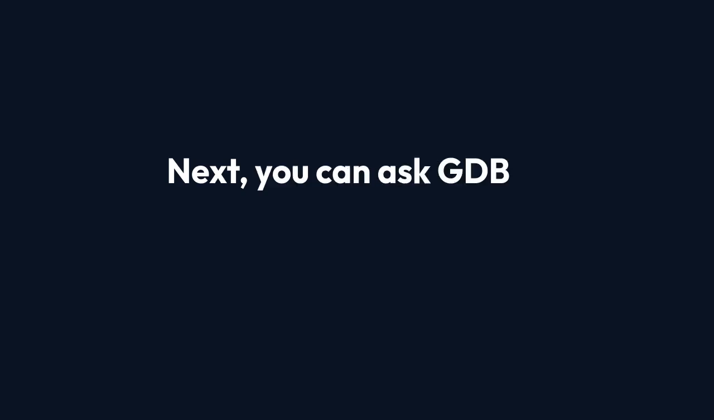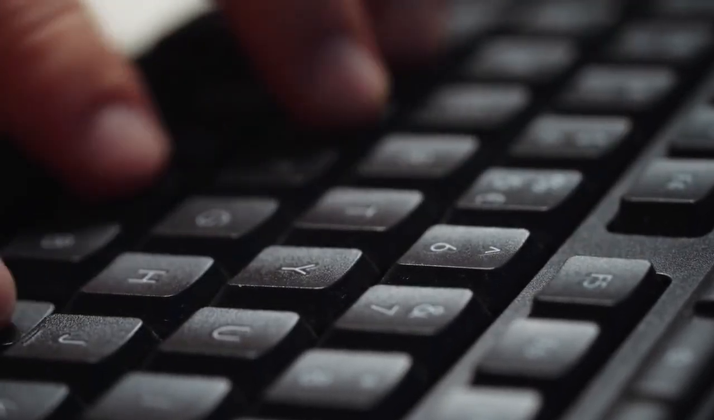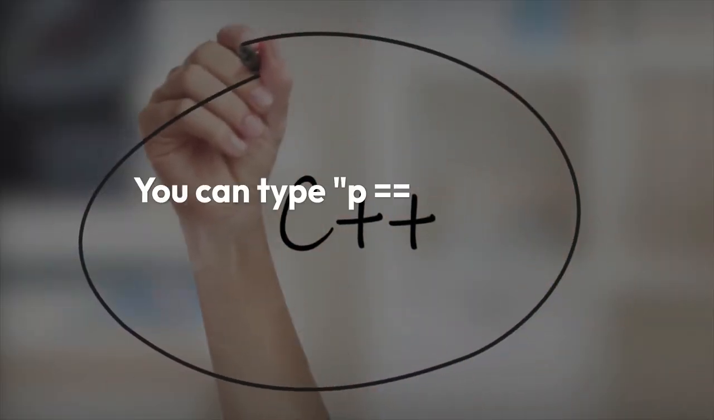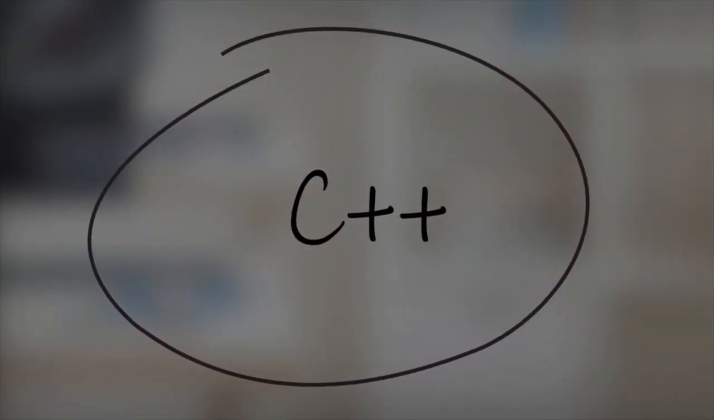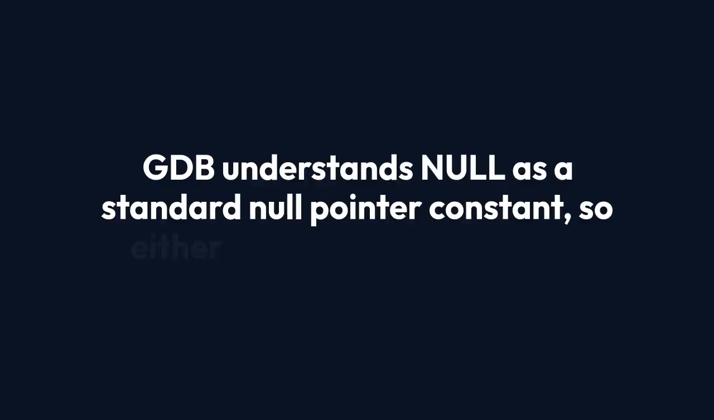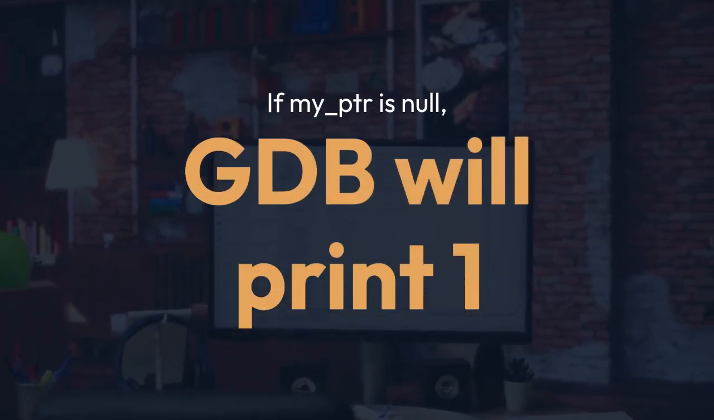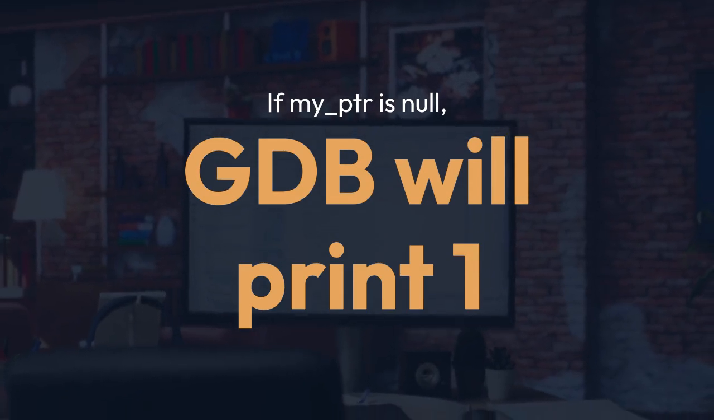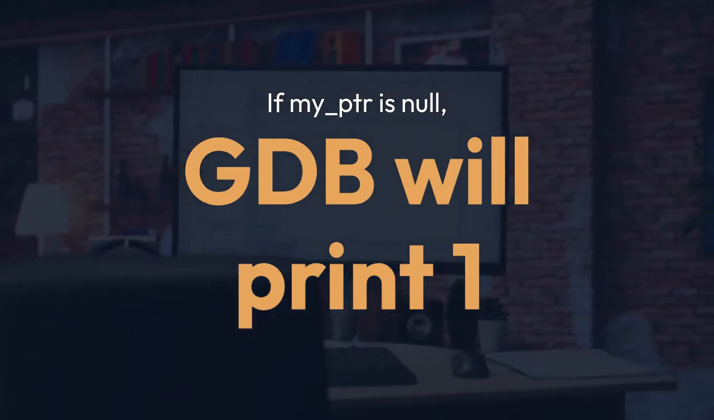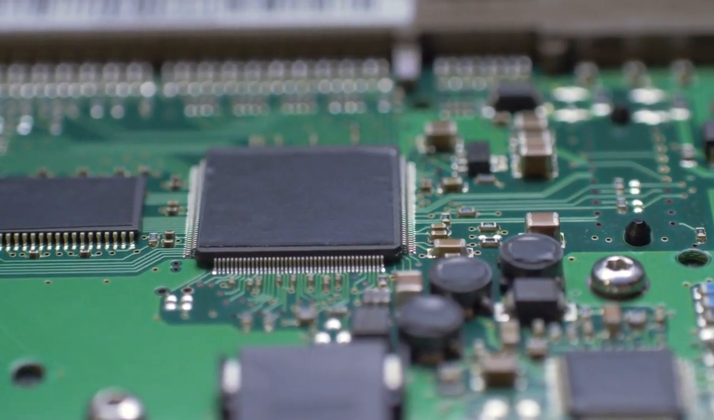Next, you can ask GDB to explicitly compare the pointer to null. This gives you a clear true or false answer, which can be very useful for making quick decisions. You can type my_ptr == 0 or my_ptr == null. GDB understands null as a standard null pointer constant, so either syntax works perfectly. If my_ptr is indeed null, GDB will print 1 meaning true. If my_ptr points to something valid, GDB will print 0 meaning false. This is very helpful when you want a definite boolean result, removing any ambiguity from the memory address display.